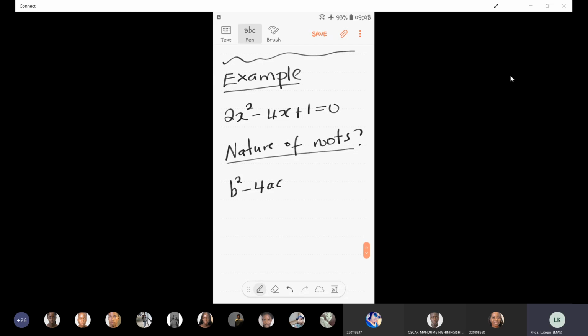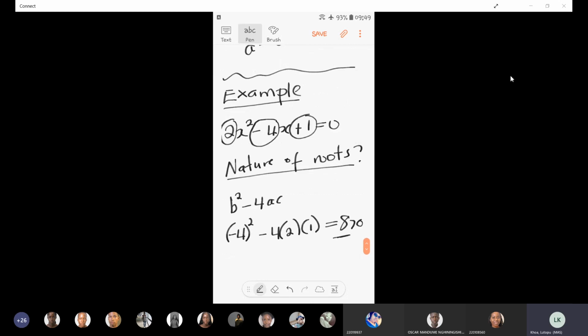Now b here is negative 4. So I have negative 4 squared, and then minus 4 times a, which is 1, and c is 1. Okay, so this, you work it out on your calculator. 4 squared is 16, minus 4 times 1, that is 16 minus 4, and this is equal to 12. And then you look at the answer that you've gotten. It is positive, it is greater than 0.